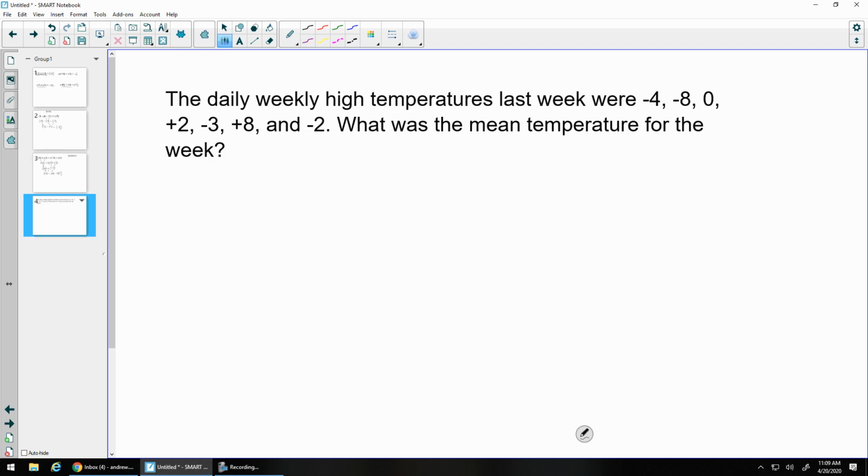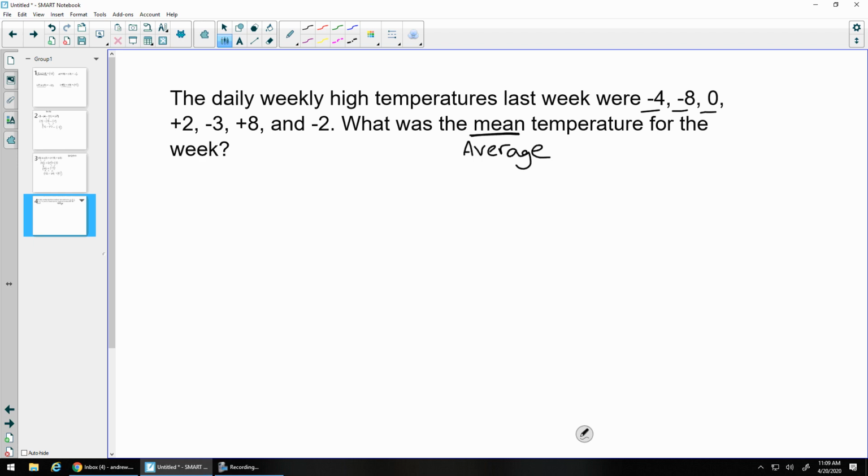Okay, quickly going over finding a mean, which doesn't mean that someone is mean and angry. It's not an angry temperature or a temperature that's a jerk. It just means the average temperature. So mean means average. Okay. So the daily highs last week were negative 4 degrees Celsius, negative 8, 0, positive 2, negative 3, positive 8, and lastly, negative 2. So what was the mean temperature for the week?